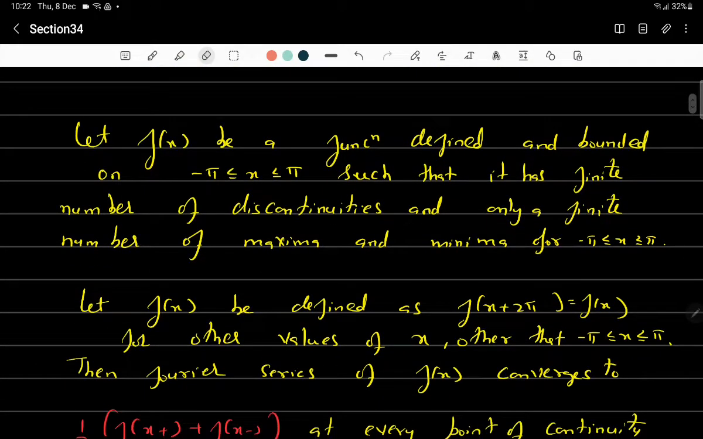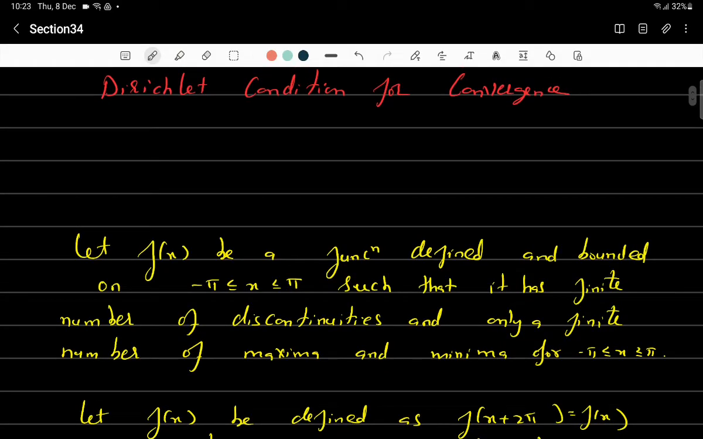So it says that let f of x be a function defined and bounded over the interval minus pi to pi, and it has finite number of discontinuities and only a finite number of maxima and minima. Now we assume, since the function f of x is periodic, that f of x plus 2 pi is equal to f of x for the other values of x other than minus pi to pi, because it is defined over minus pi to pi. Now especially when I have to compute the right hand limit, for example at x is equal to pi, then I need limit h tends to 0 f of pi plus h. So that's why I assume that the function remains periodic.